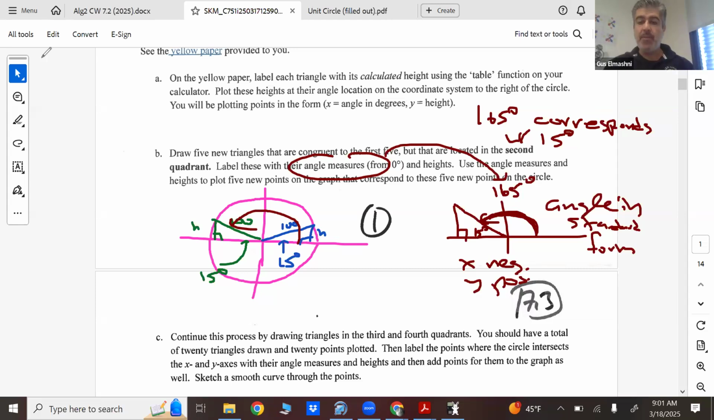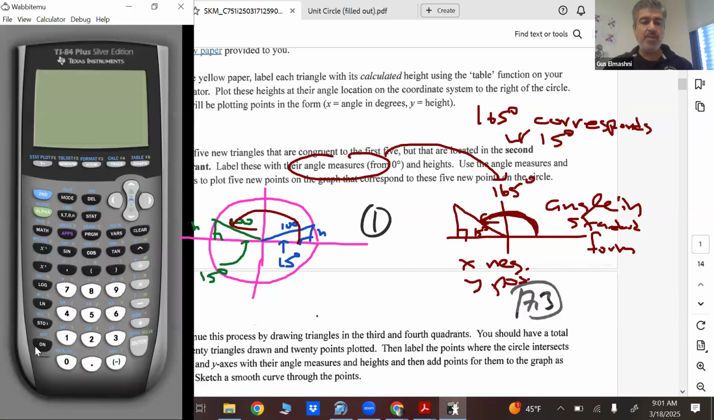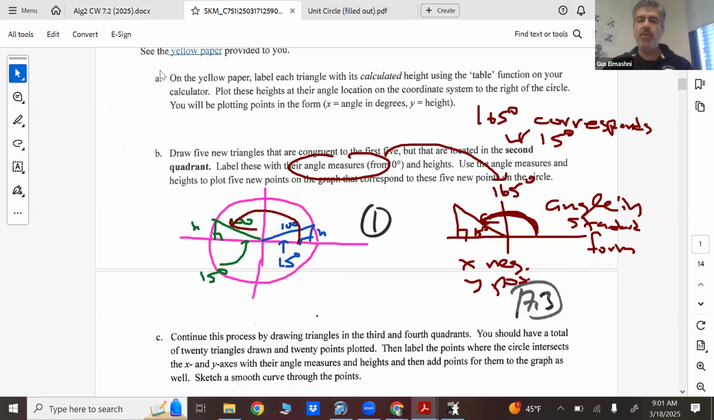If I go to a calculator and punch it in, if I do the sine of 15 degrees, I get some wacky number. If I do the sine of 165, I get the same thing, as you should. You should get the same thing. And that's because you're forming a 15-degree angle with the x-axis just on the other side. That's all. So if you want to do it for the third and fourth quadrants, let's do it again.